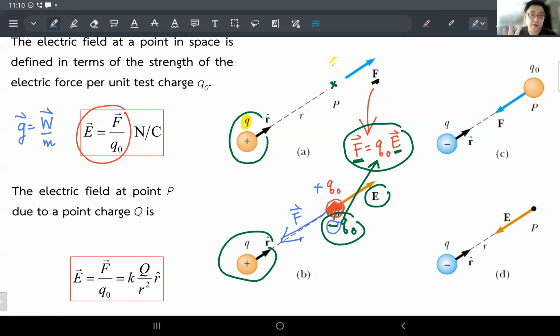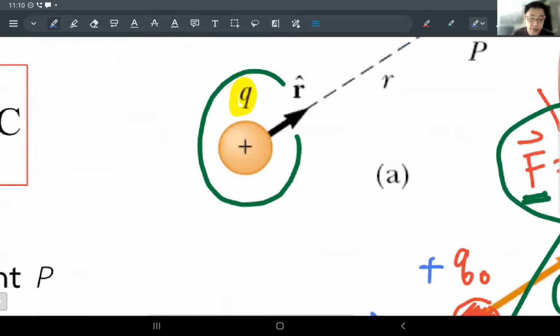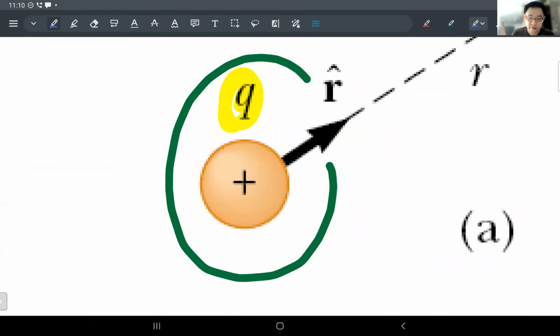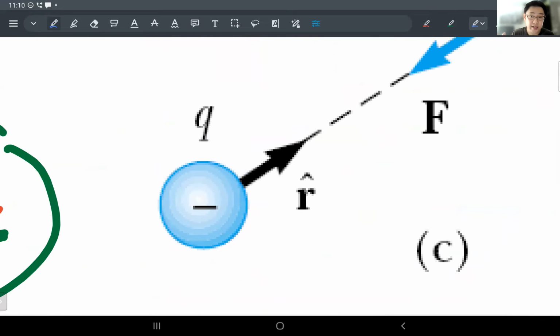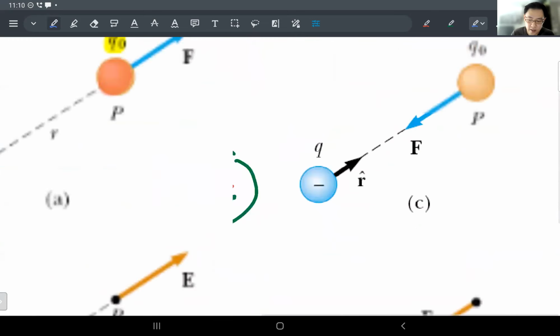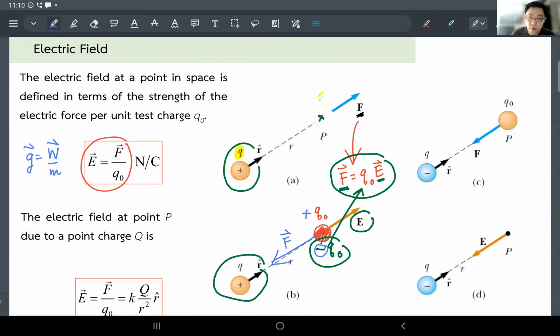Cool. All right. Now, what if instead of having a positive charge Q generating the field, what about if I have a negatively charged one generating the field? Nothing to worry about. If you place a positive charge Q naught there, you know opposite charges attract. So you have a force pointing towards the negatively charged one on the left. You guys with me so far, yeah?